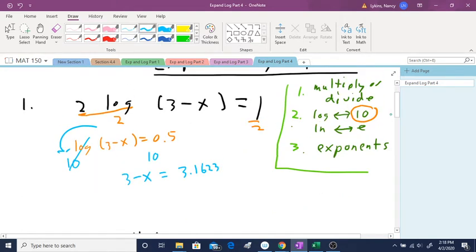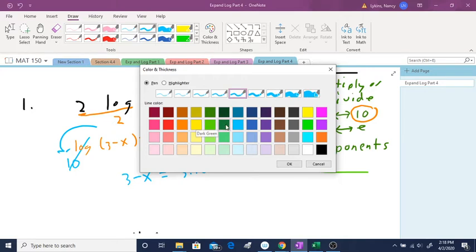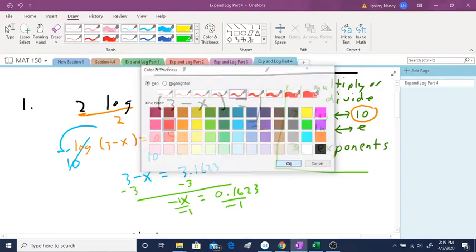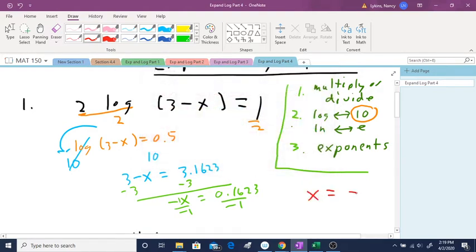So to carry this out, I want to subtract 3 on both sides, and I get negative x equals 0.1623, and then you can basically treat that as a negative 1 to divide. So now x equals negative 0.1623.